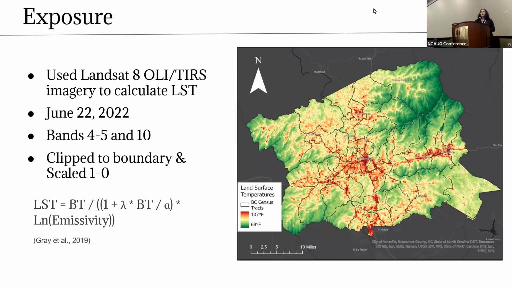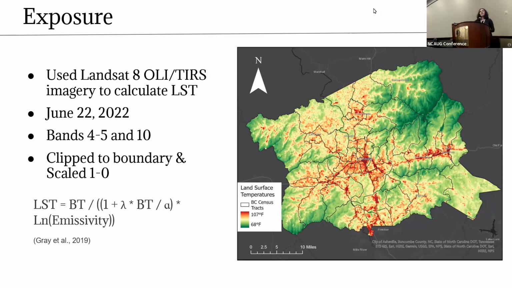This equation was provided by the NASA Develop Program, where BT stands for brightness temperature, and the lambda and the alpha are both constants that were provided by the program. And so I clipped this map to the Buncombe County boundary and scaled it 1 to 0. So if you look over here, you can see the red signifies the highest temperatures. The highest temperatures were roughly in the Asheville city center, and the highest temperature was 107 degrees Fahrenheit.